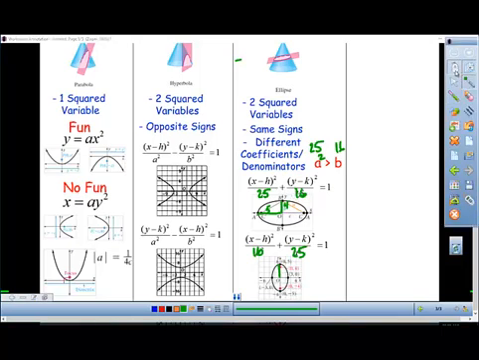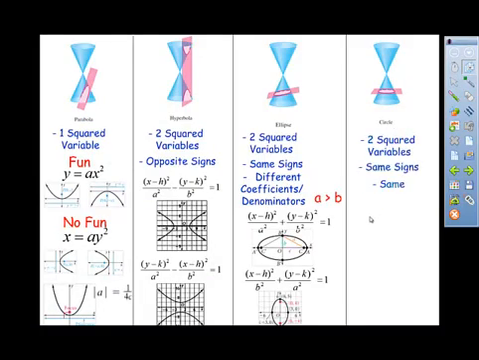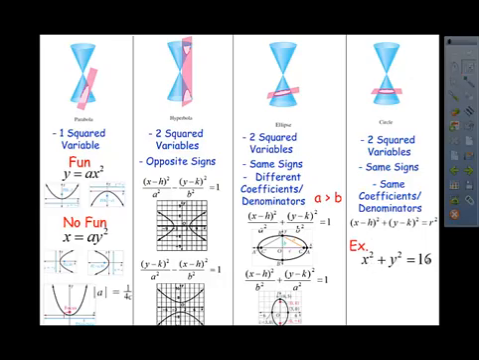Okay, and that's how you can kind of tell the difference, and I'm going to go into more detail with that. And then when it comes to circle, remember, two squared variables, same signs and same coefficients, same denominator. So really, this is the equation of a circle. When we draw this out, it's going to be the same direction in the X, same direction in the Y, and that's why it's a radius that goes all the way around the circle. In this case, you guys see how the 16 is the indicator on how far we go. So we went out 4, so if you just take the square root of the 16, then that's how you figure out what the radius is.